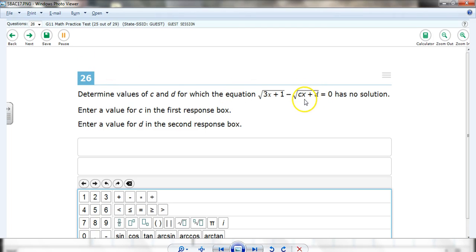So this one says: determine the values of c and d for which this equation, square root of 3x plus 1 minus square root of cx plus d equals 0, has no solutions. And then you have to enter the value of c and d in the boxes here. Okay, so the first thing that I did when I took this was, okay, this seems like a good GeoGebra question. I can make a slider for c and a slider for d and put this equation in there and just see what it looks like and then see what c and d do to the graph, right?